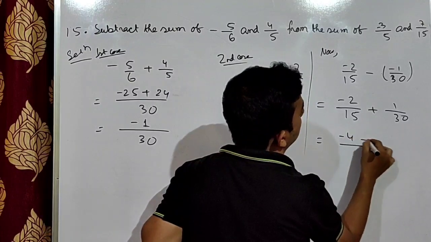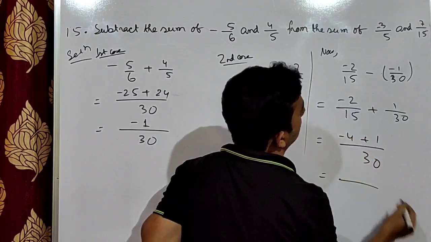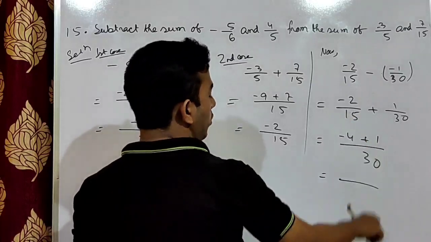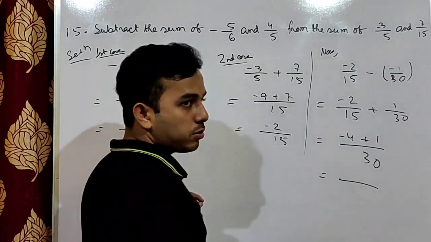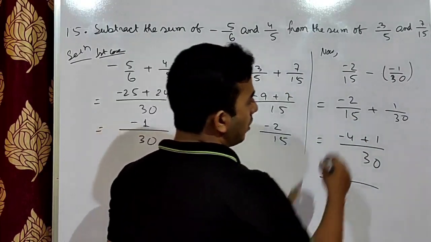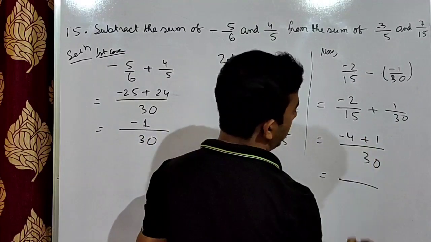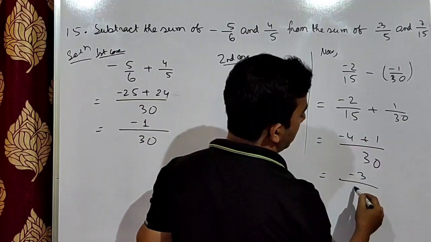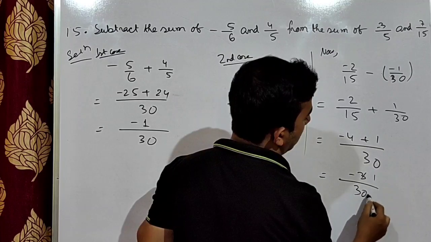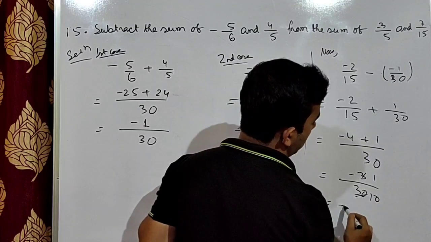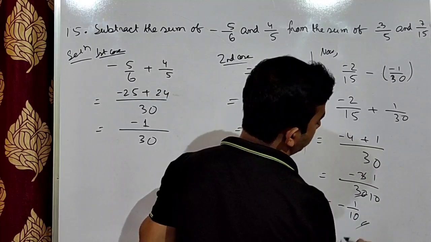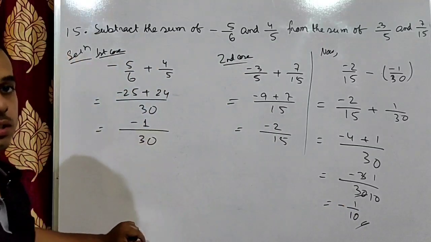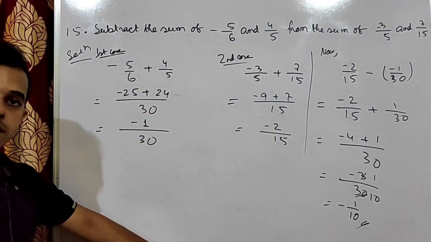Now minus 4 plus 1. Clear? How minus 4? When we divide 30 by 15 it becomes 2. So 2 into minus 2 is what? Minus 4. Then plus 1. Minus plus is minus. It will be minus 3 by 30. So it will be 1 by 10, that is minus 1 by 10. So this is our required answer. Okay. I hope this is clear to you.